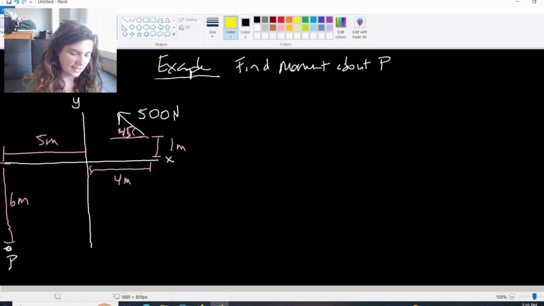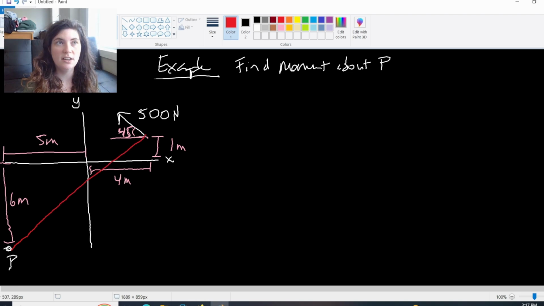Right, because it's not the distance from P to the end of the vector here. That's not a perpendicular distance. It might kind of look like it in the way that I've drawn it, but to actually find the perpendicular distance, you're going to have to do some slope calculations and some inverting of things.